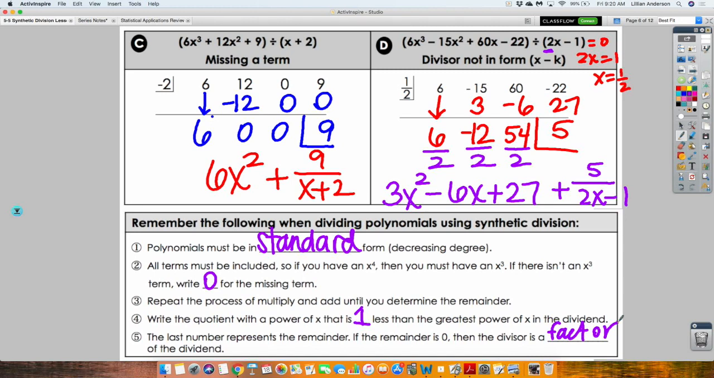But that is how you divide a polynomial using synthetic division. Remember, it cannot be used every time. It's only when your divisor is in the form of a linear binomial, like an x plus 2 or 2x minus 1. And that's when you can divide using synthetic division.